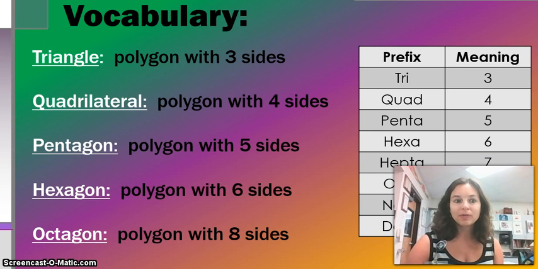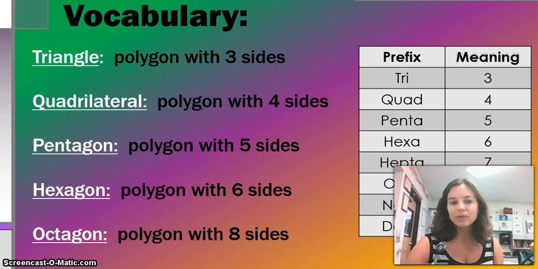So we have more vocabulary words. We have a triangle, a polygon with 3 sides. Quadrilateral, any polygon with 4 sides. Pentagon is any polygon with 5 sides. Hexagon is what we call a polygon with 6 sides. And octagon is a polygon with 8 sides. And then we just have this chart with a prefix meaning: tri means 3, quad means 4, penta means 5, hexa means 6, hepta means 7, octa means 8, nona means 9, and deca means 10. So when you see those at the beginning of the words, you know about how many sides you're talking about.